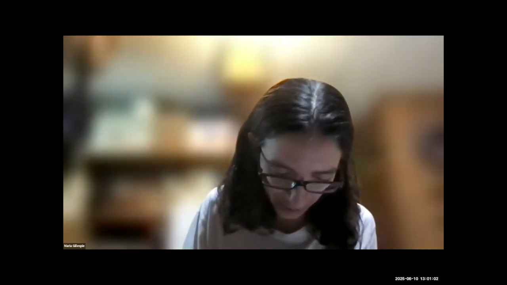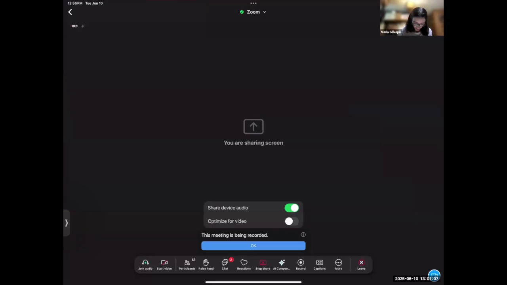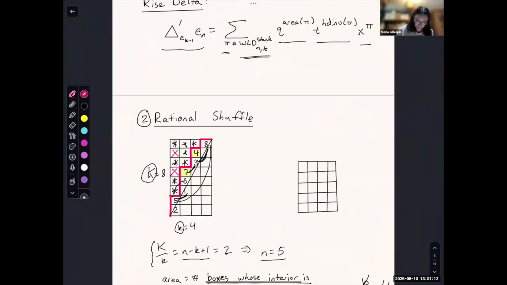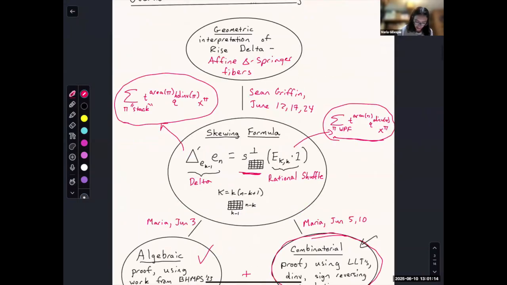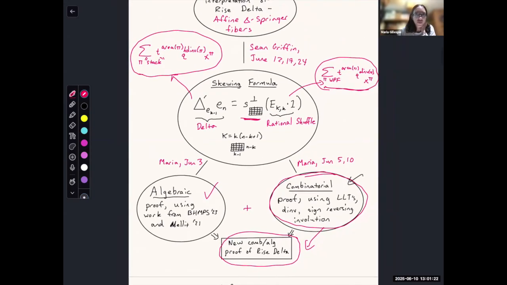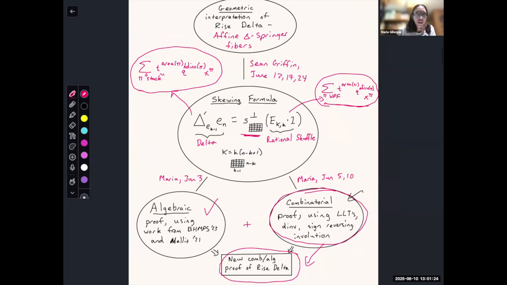Is what Sean's going to talk about next time related to this? Yes, it's all the geometry stuff. So let me just go back and reshare one more time. Just back to my notes. So going back to the big map of where we're at. We have finished going through the algebraic proof and the combinatorial proof. And now we'll do the geometric proof and the geometric connections.